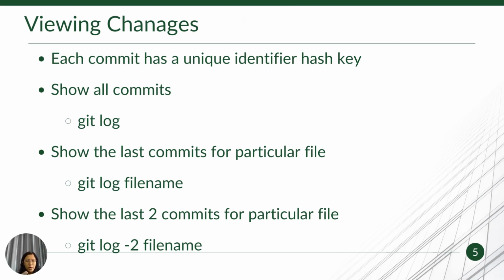Or if you want to focus on a particular file, or changes to a particular file, you can use the file name. For example, if I want to see the changes in the report, I can just type git log report.docx. It will give you the commits that made changes in this particular file.